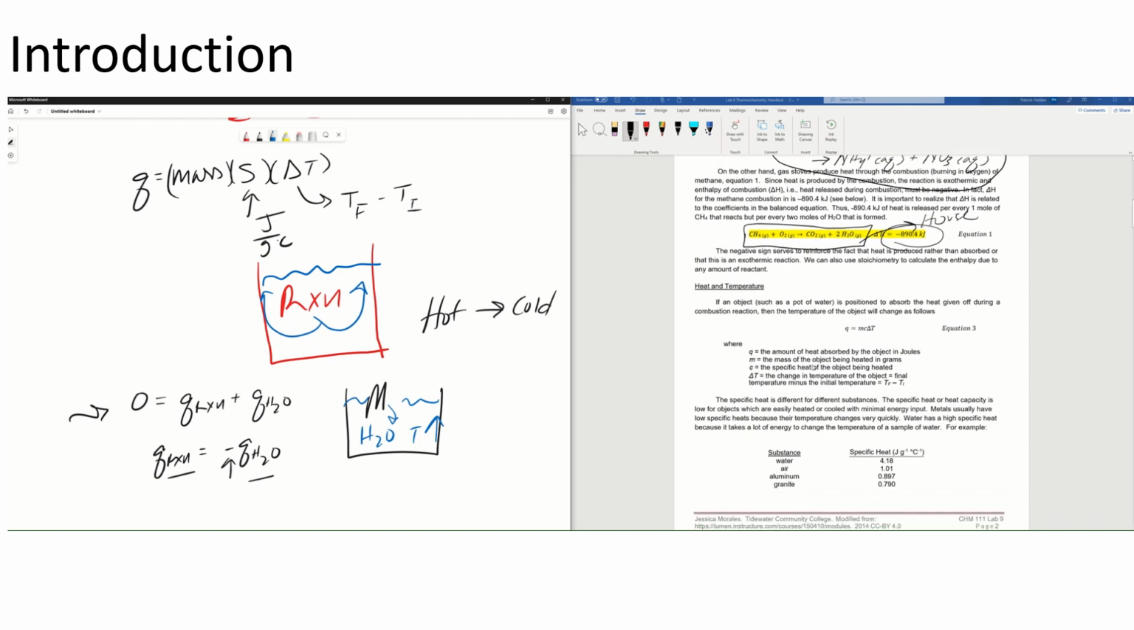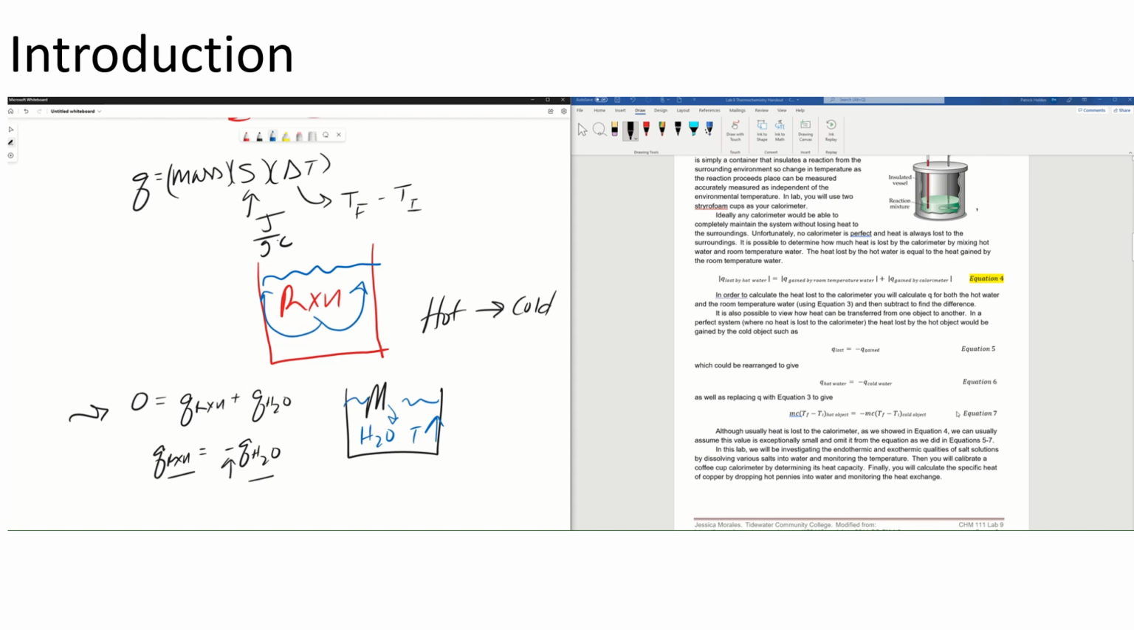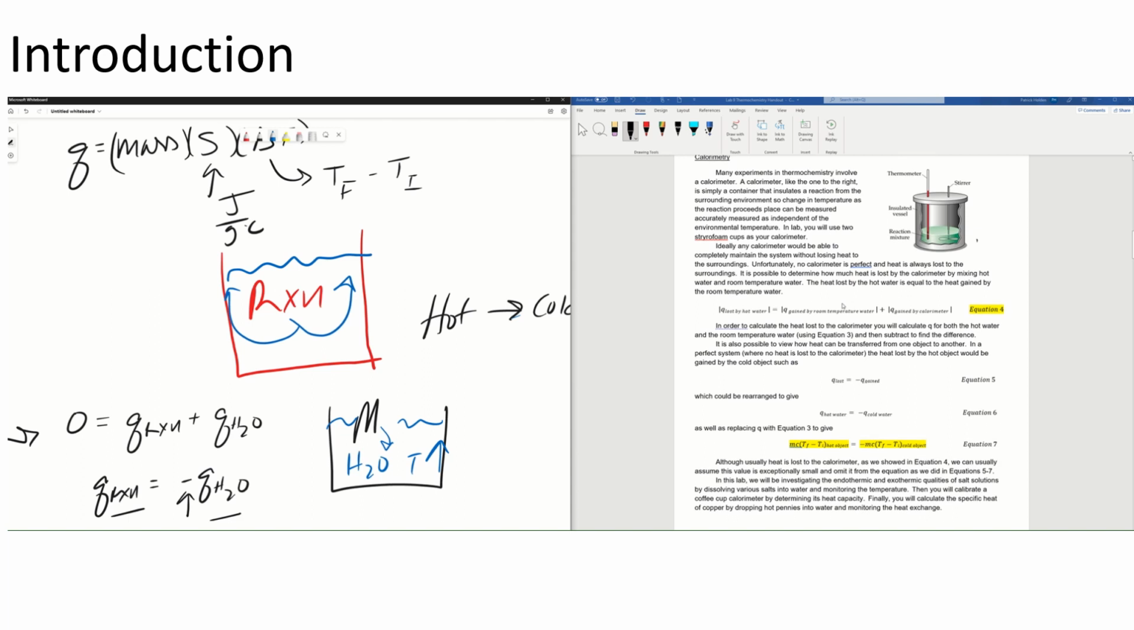So if you scroll down here in your lab, you can see equation 7, where it shows you that the Q of the hot object here is equal to the Q of the cold object. Again, same magnitude of number, but opposite in sign, because a hot object is losing energy to the cold object. And one of the best ways to do these calculations is to use what's called a calorimeter.